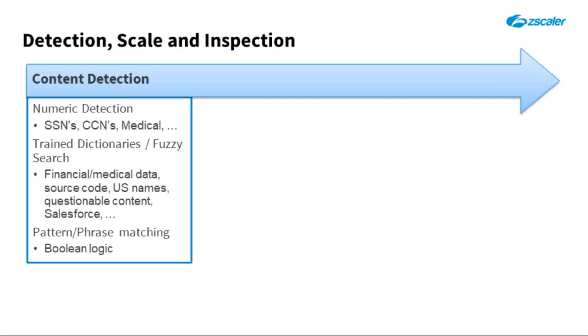Zscaler DLP dictionaries allow the detection of a wide range of data signatures, including social security numbers, credit card numbers, UK national insurance numbers, Canadian SINs, and Singapore NRICs. Custom dictionaries can be created with fuzzy search criteria to match financial or medical data, source code, US names, questionable content, Salesforce data, or any other signatures that you care to define. Data patterns, specific phrases, or both may be defined in Zscaler dictionaries and combined by a Boolean AND operation in a Zscaler engine.